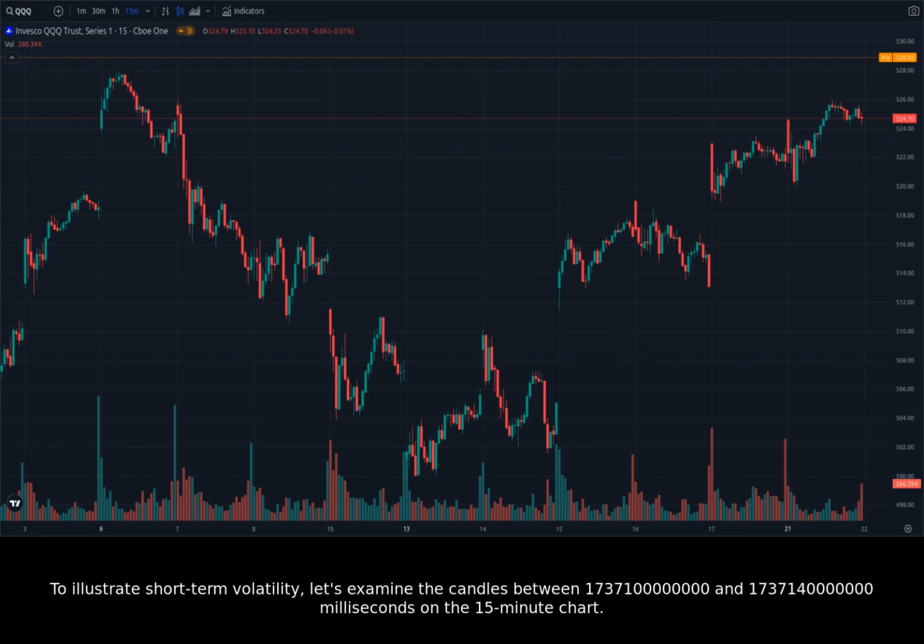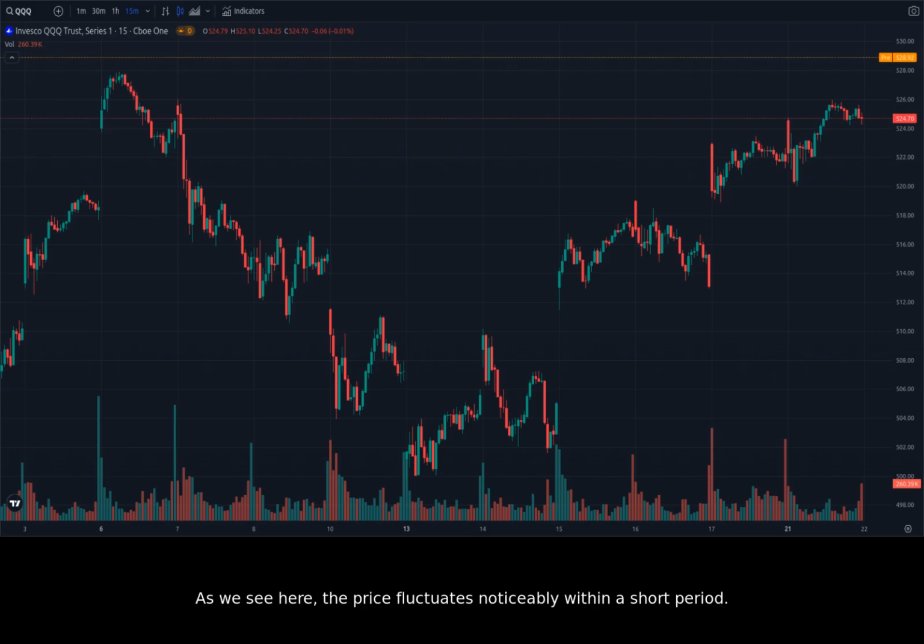To illustrate short-term volatility, let's examine the candles between 173710000000 and 173714000000 milliseconds on the 15-minute chart. As we see here, the price fluctuates noticeably within a short period. This confirms what we've discussed about the chart's higher volatility in this time frame. Traders must remain alert to short-term developments.